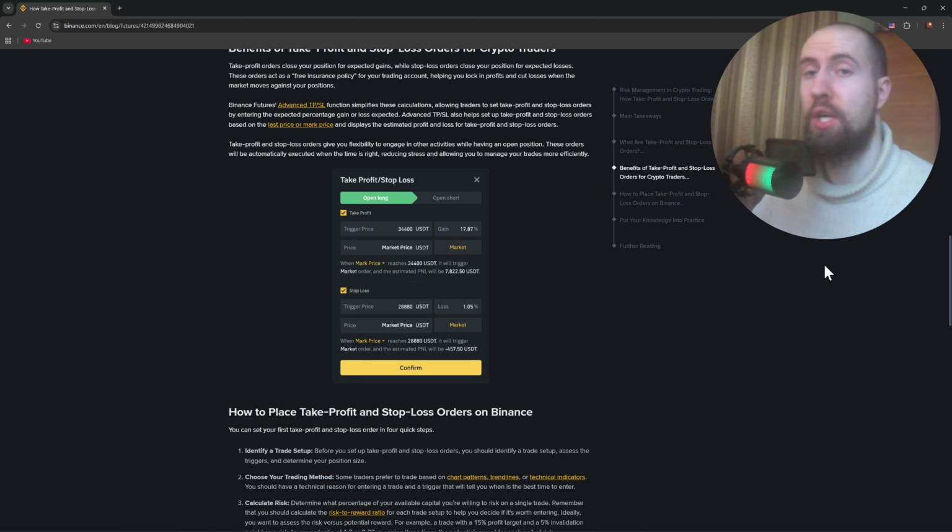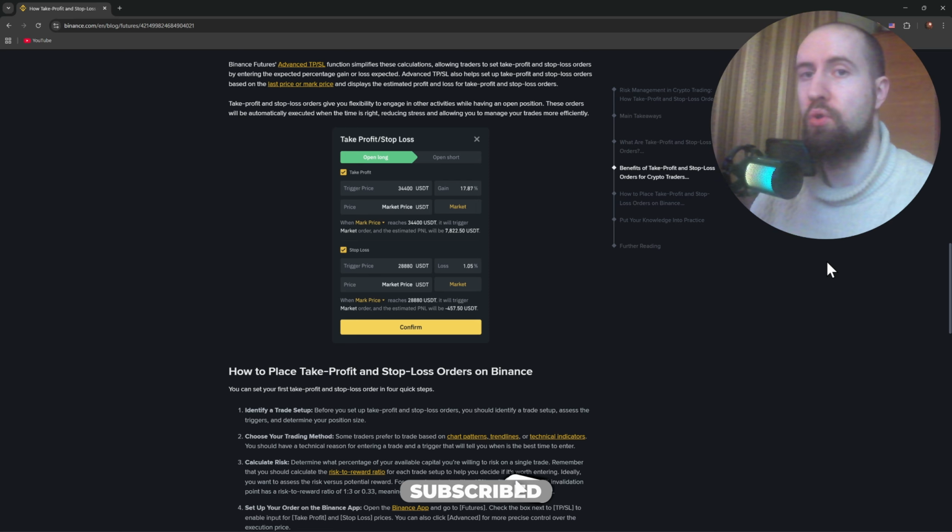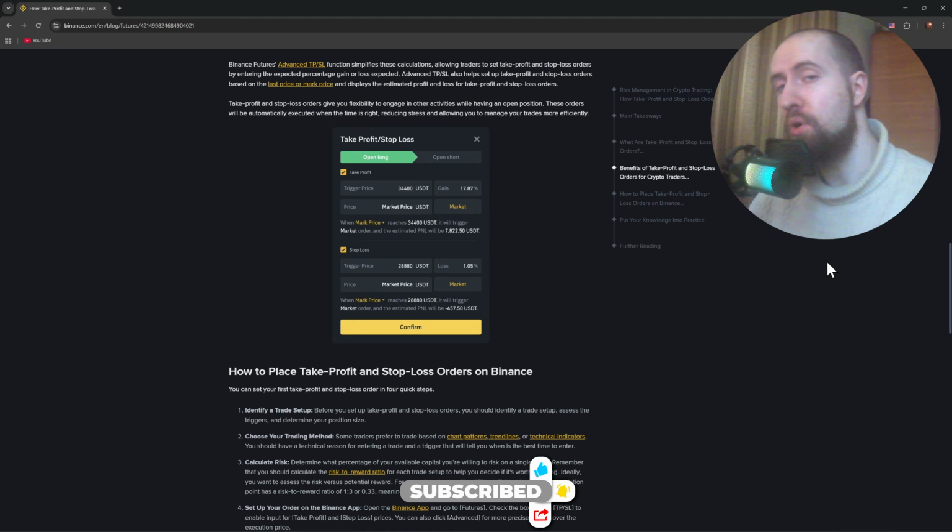And this is pretty much how you set a stop loss on Binance Futures. This simple tool can protect your account and keep your trading disciplined.